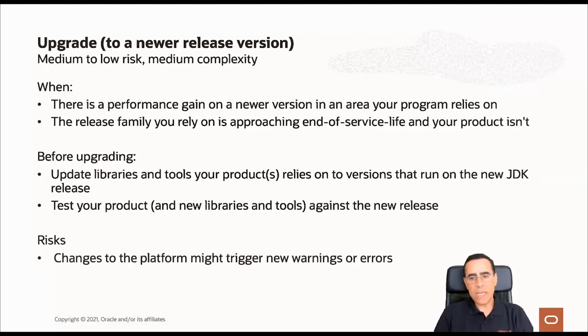This is where the users of JDK 7 should be today. If you have a program running on JDK 7 that needs to work past July of 2022, you should be upgrading to JDK 8 or 11. Before you can upgrade to a new version, though, you will need to check that the third-party libraries and tools that your program uses can run on that new version.